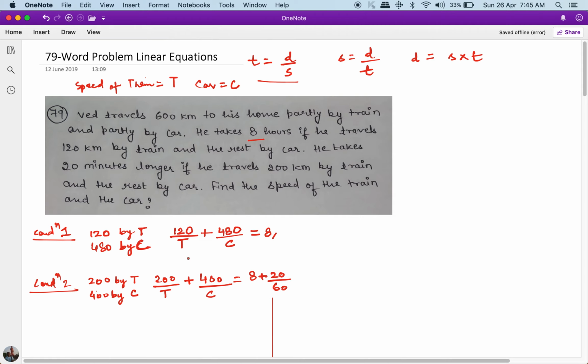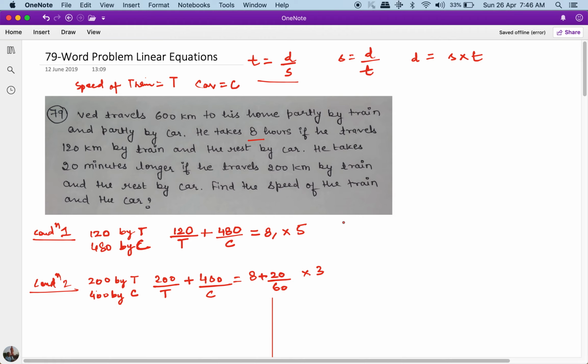So how can we simplify this further? Is there a way we can simplify this further? One very simple mechanism is to multiply this by 5 and to multiply this by 3. When you do that, this becomes 600 by t and this becomes 600 by t. Don't oversimplify the question. We'll simplify it where we need it. So when we multiply this by 5 and this by 3, this number will become 600 by t, which we can subtract between the two equations.